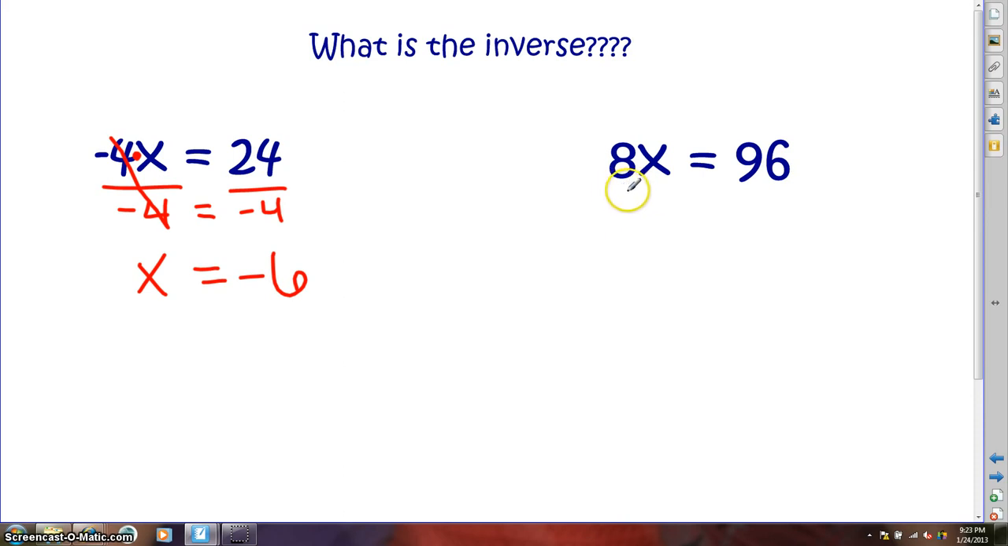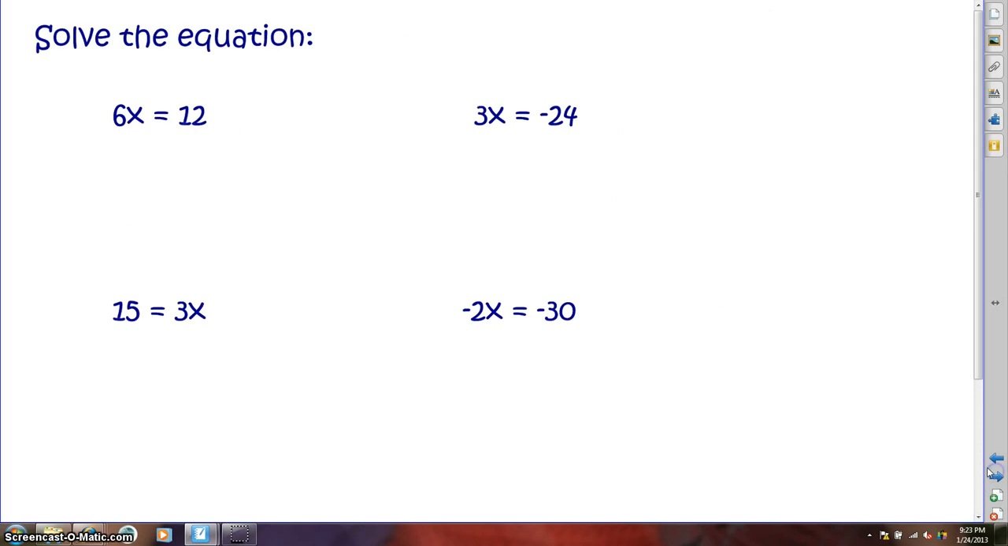On this one we have 8x equals 96. That means 8 times x, so the inverse of multiplication is division, so we divide both sides by 8. So 8 divided by 8 leaves us just 1x, which is what we want, and 96 divided by 8 makes 12. We can check these. 8 times 12 does in fact make 96.